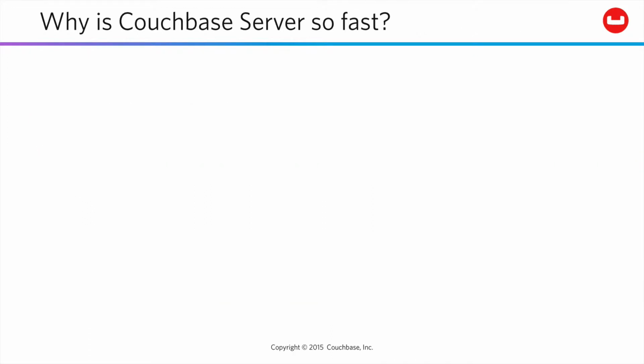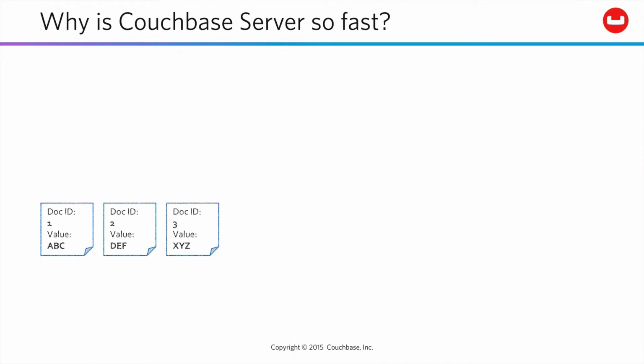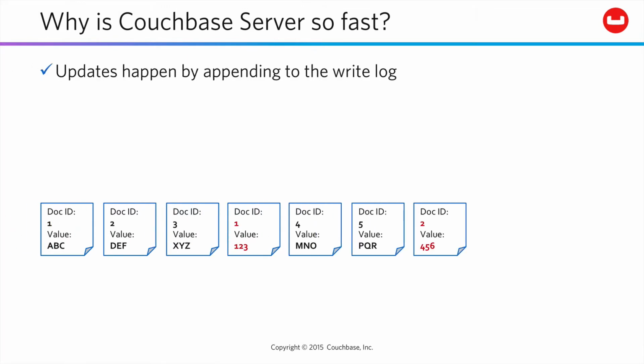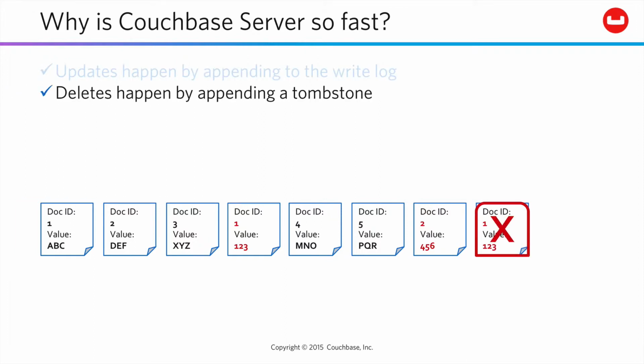So how does this work in relation to updates and deletes? Well, as we've seen in a prior lesson, your updates happen by appending to the write log in memory. Deletes also append to the write log. They just append what's known as a tombstone, indicating that this particular document ID is no longer available. The next time a get operation, or select in the case of Nickel, seeks that value, it will be reported back as not available.